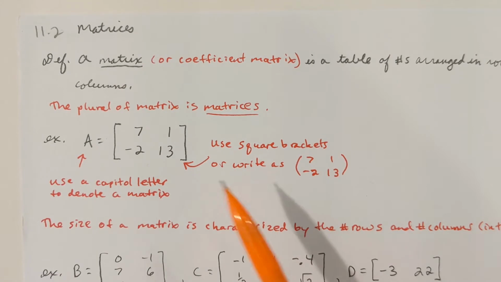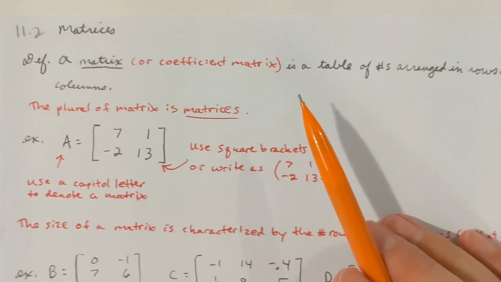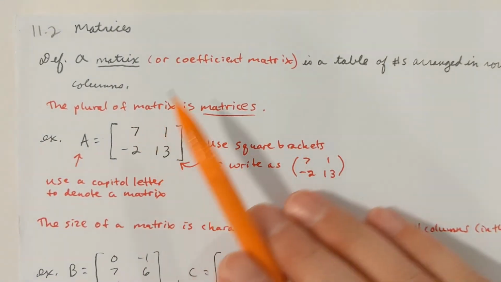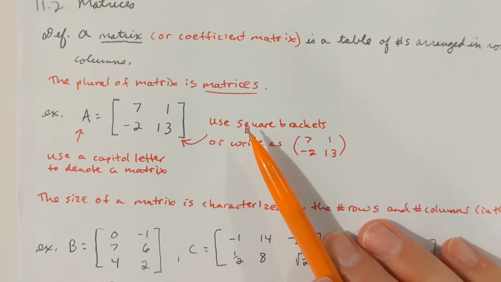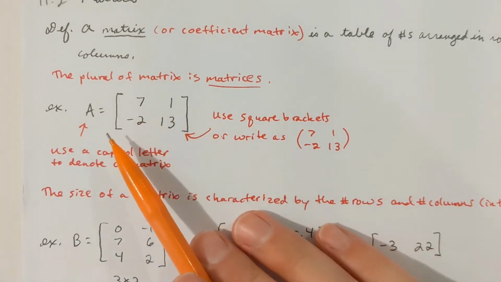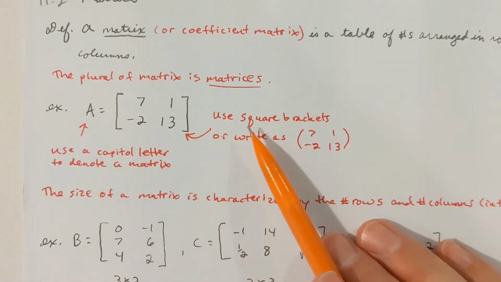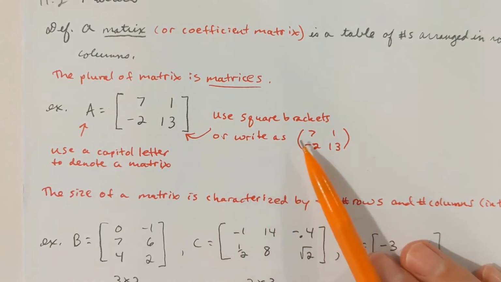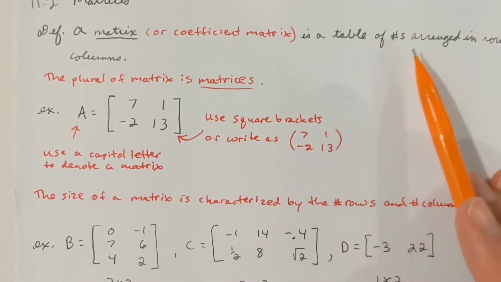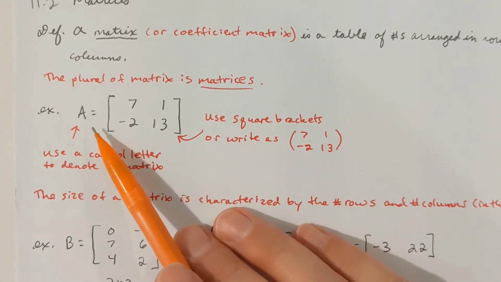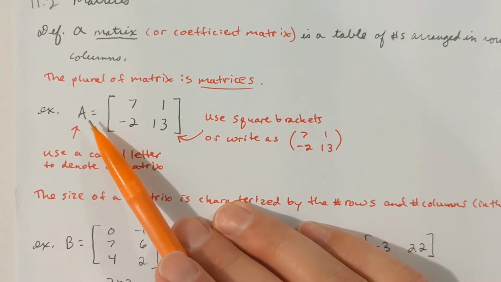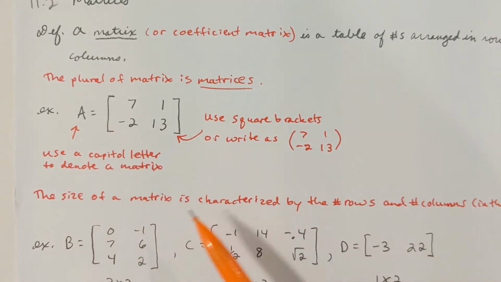There's a definition. A matrix, or a coefficient matrix, is a table of numbers that are arranged in rows and columns. The plural of matrix is matrices. So for example, suppose that we have a matrix, matrix A, and I'm using square brackets. You could also use rounded brackets to enclose the table of numbers. Usually we use a capital letter to denote a matrix, although we can really call a matrix anything that we want. Capital letters are usually used, though.